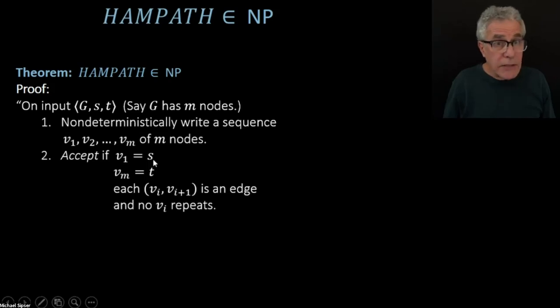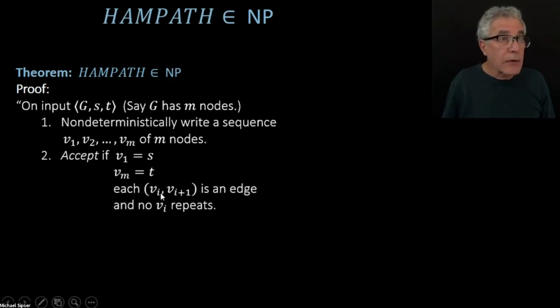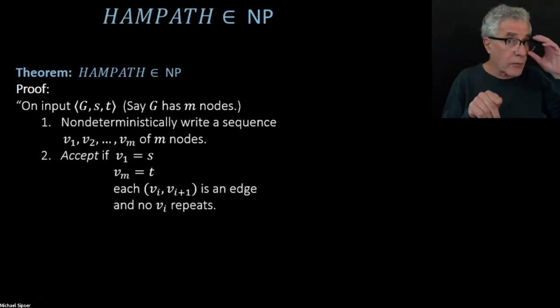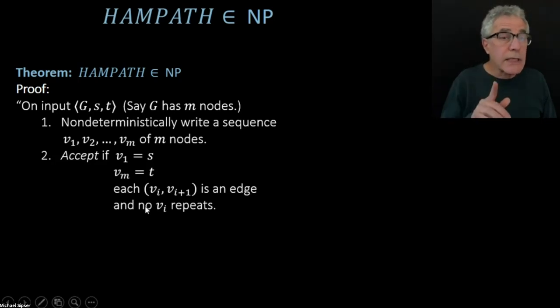Well, it better start with S and end with T, first of all. And we have to make sure that every step of the way is actually an edge. So each pair, Vi to Vi+1, has to be an edge in the graph. Otherwise, that sequence of nodes is not going to be a legitimate Hamiltonian path from S to T. And it has to be a simple path. You can't be repeating nodes. These four conditions together will guarantee that we have a Hamiltonian path.